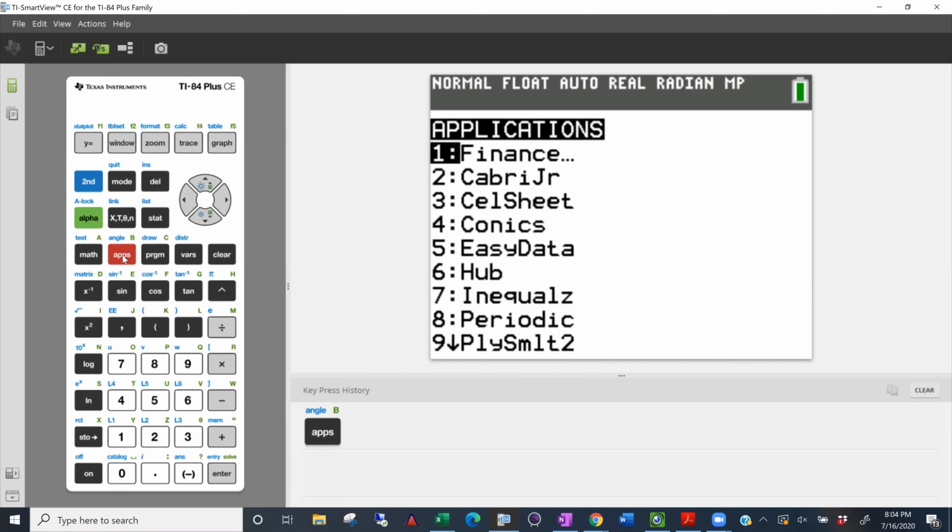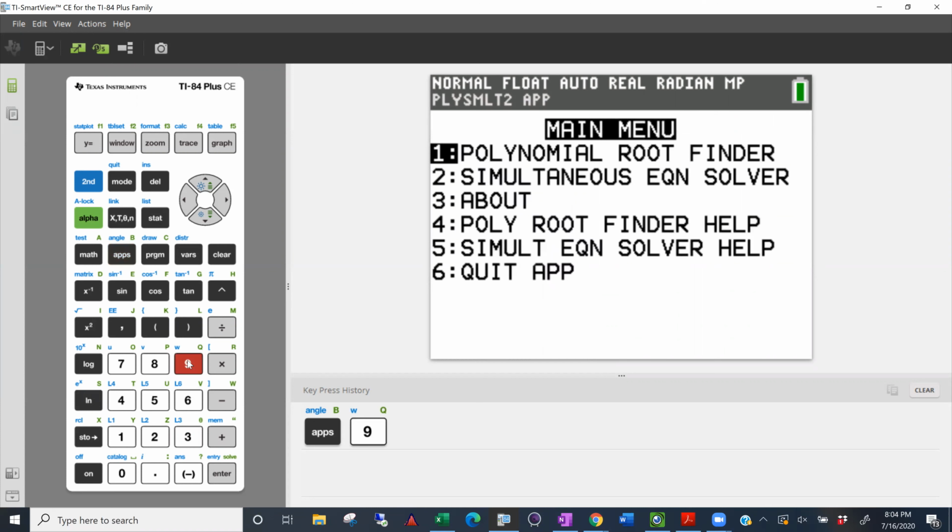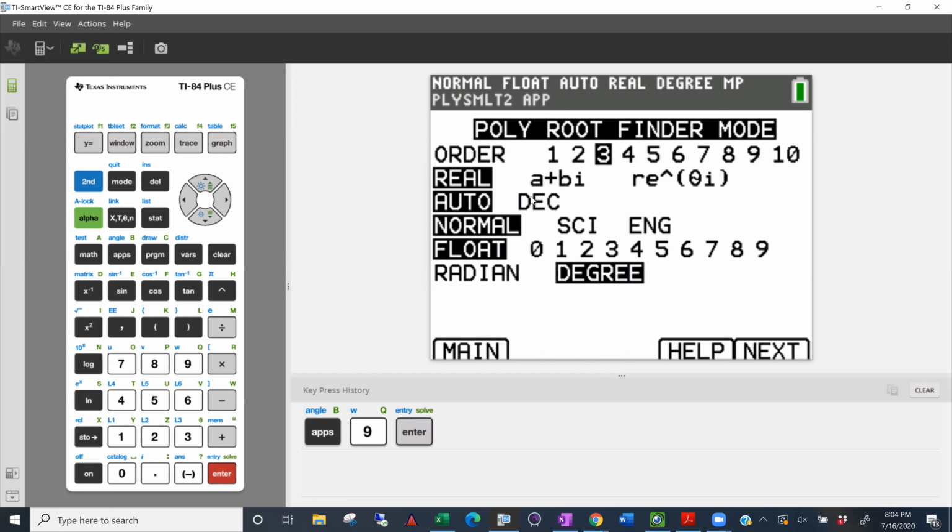You can watch my keystrokes as I move along here. We're going to go to the apps button and then polynomial simultaneous equation solver. So we'll just type 9. And hey, first one, polynomial root finder. Cool, let's go there. Adjust the order of your polynomial. We had a cubic polynomial, so that one's all set. The rest of these, you don't need to mess with. So just hit the next button.